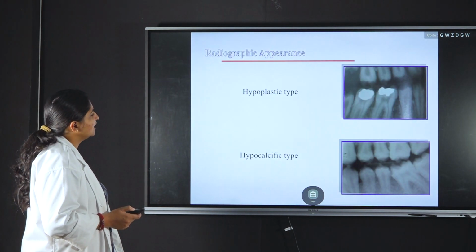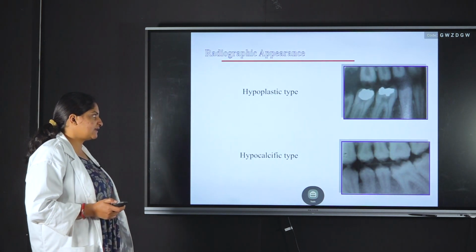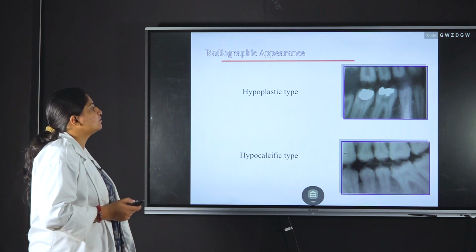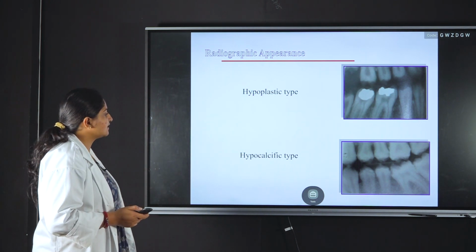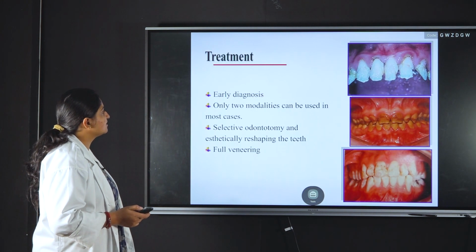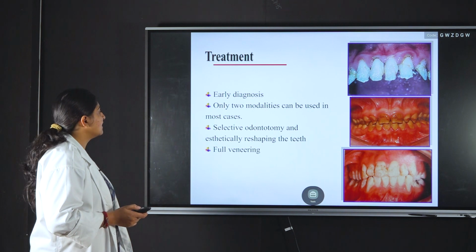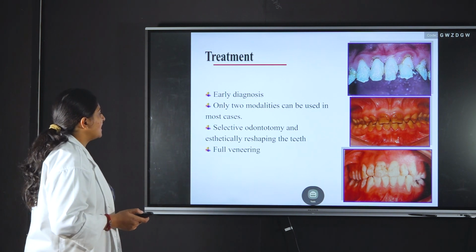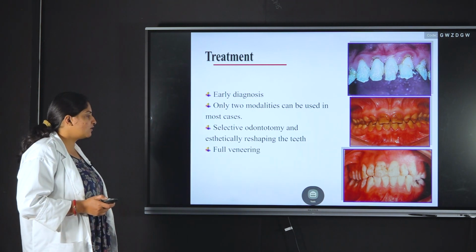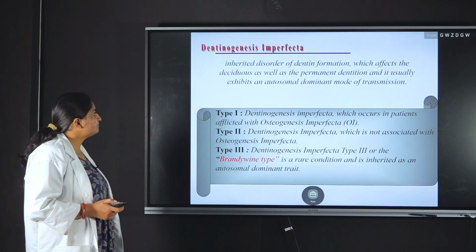Coming to the radiographic appearance of the hypoplastic type, you can see how it is projected in the radiograph. And for the hypocalcific type, the treatment is early diagnosis. Only two modalities can be used in most cases: selective odontotomy and aesthetically reshaping the teeth. Full veneering also can be considered.